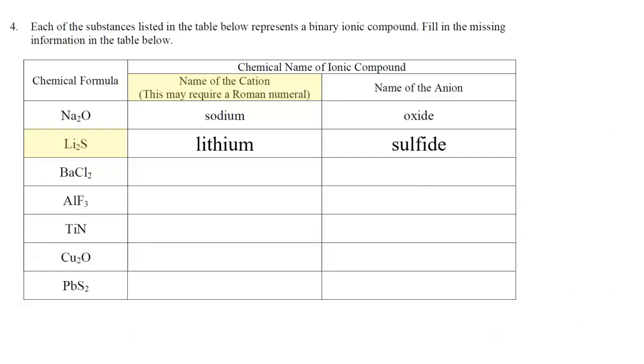Now, we will see a Roman numeral a little bit later in this table, but barium is not going to require a Roman numeral, and aluminum is also not going to require a Roman numeral. So let's go ahead and move on to BaCl2.